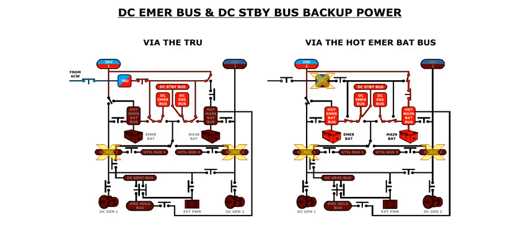If neither DC bus is operating, the DC emergency bus and the DC standby bus will be powered by the transformer rectifier unit, or TRU, if it is operating. The TRU converts AC walled power into DC power. This will be covered later in this module. If the TRU is not operating, then the DC emergency bus and the DC standby bus will be powered by the hot emergency battery bus.